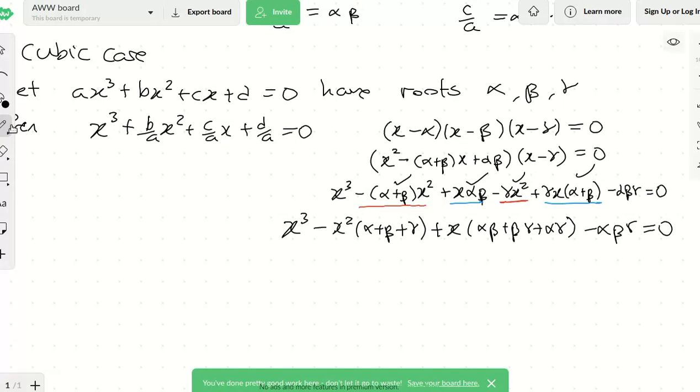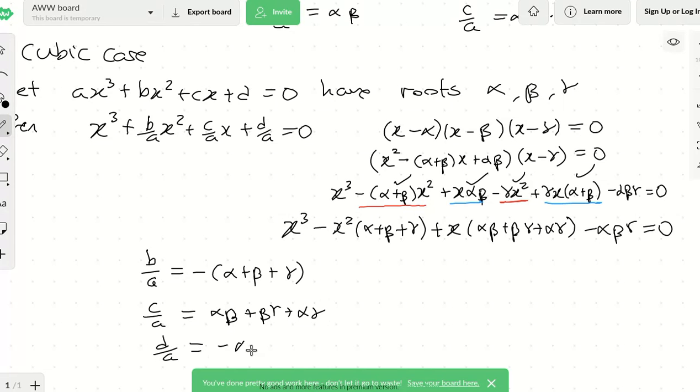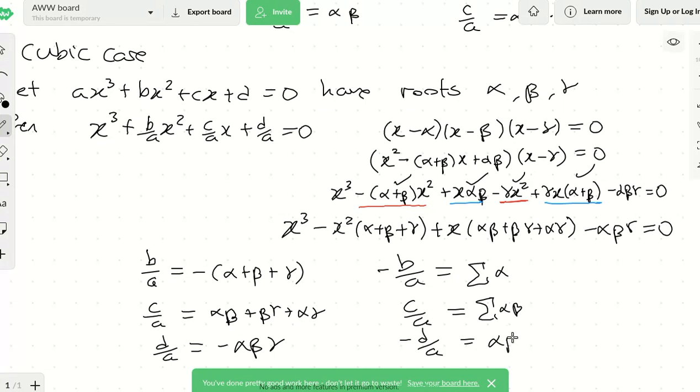And now, at the end, we just equate coefficients again. So we've got b over a. That should be the same as minus alpha plus beta plus gamma. I've got c over a. That should be the same as alpha beta plus beta gamma plus alpha gamma. And then I've got d over a. Well, that should be the same as minus alpha beta gamma. And that easily gives us the result. Minus b over a is, if I can use the quick way of writing it, the sum of alpha. c over a is the sum of alpha beta. And minus d over a, sorry, is alpha beta gamma.